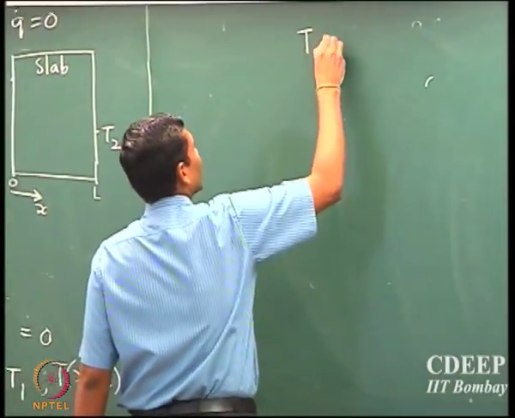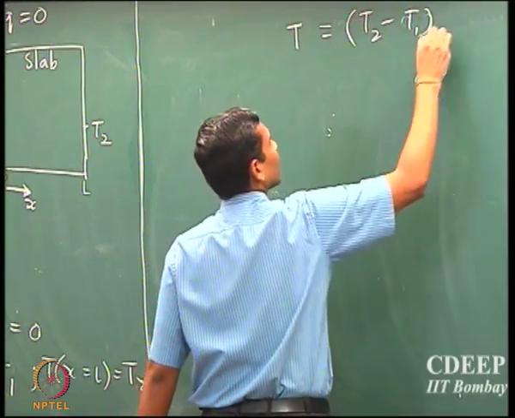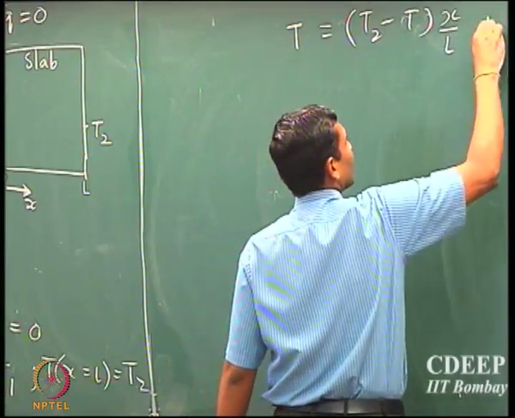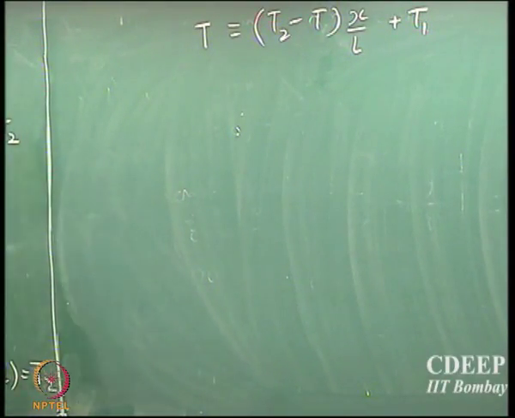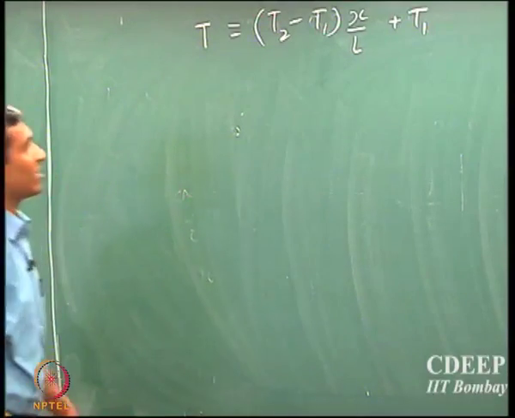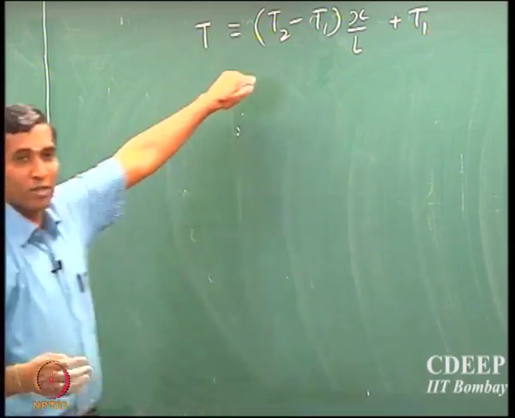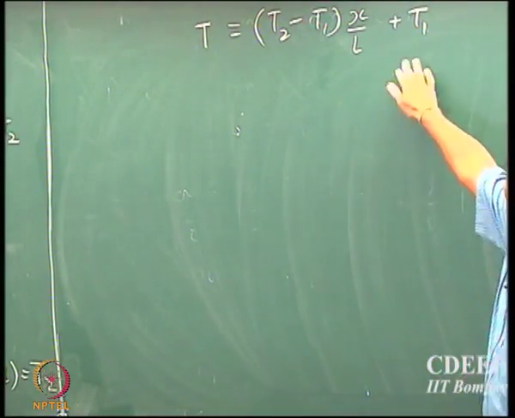So temperature is given by T2 minus T1 into x by L plus T1. Okay. So that is the temperature distribution. So that is the solution. Very trivial. If you didn't understand how this comes about, you should go home and try to work it out and get this solution. It's very easy to get this.